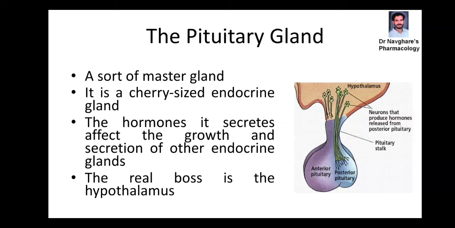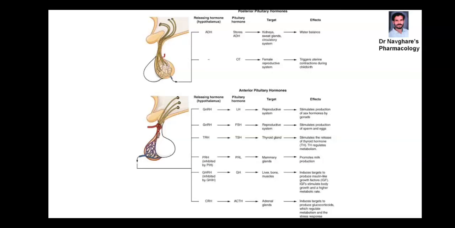The real boss is the hypothalamus, as we already discussed. The hypothalamus gives a message to the pituitary, and depending upon that message, the pituitary responds. So these are the hormones secreted from the hypothalamus, and in response to that, the pituitary gland secretes its desired hormone.